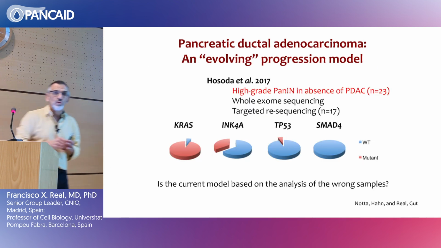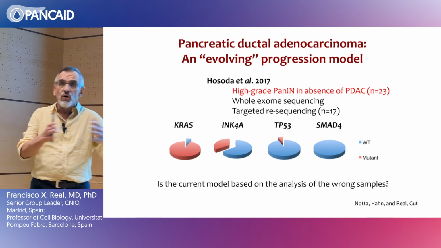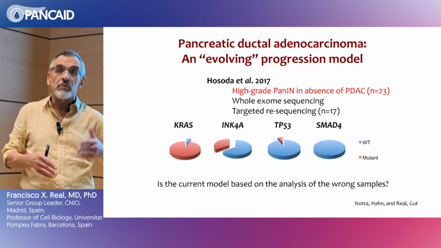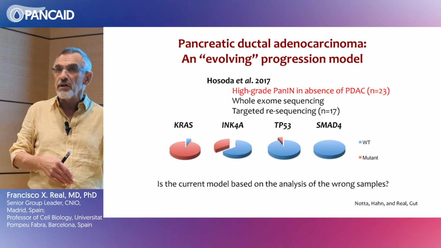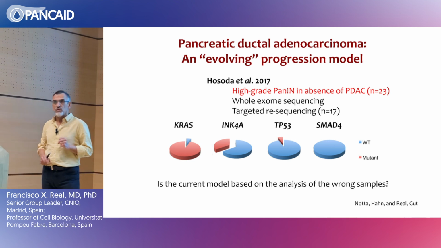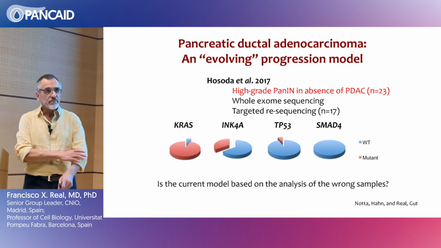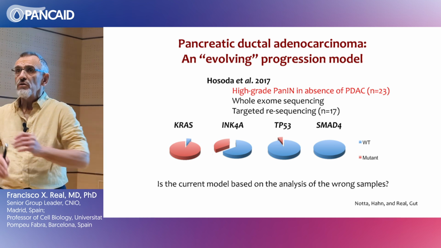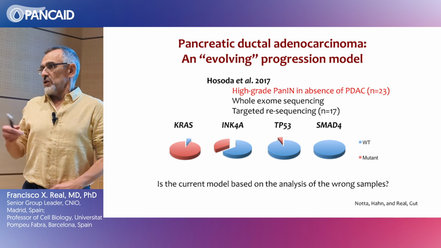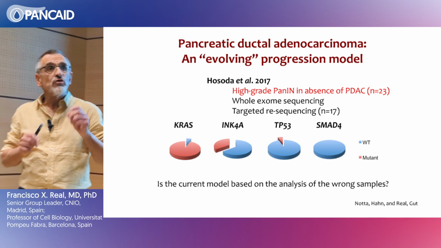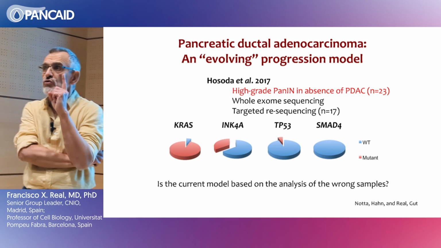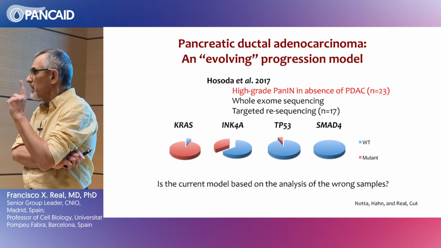Well, is that true? The group at Hopkins who developed the whole concept of the Vogelgram and who established the role, not of KRAS, but yes, of P16, P53, and SMAD4, actually did a very interesting and important exercise that people tend to forget, which is they went back and said, well, let's study pre-neoplastic lesions from individuals without pancreatic cancer. And of course, if they are precursors, we should find them. It took an international collaboration of pathologists to find 23 individuals with a high-grade PanIN without pancreatic cancer.